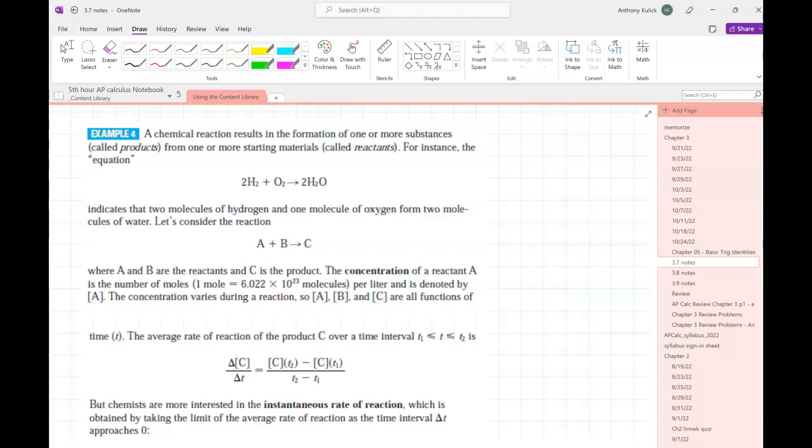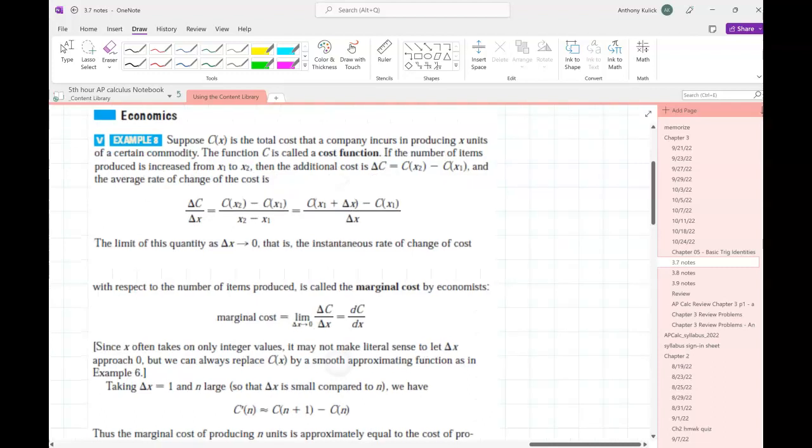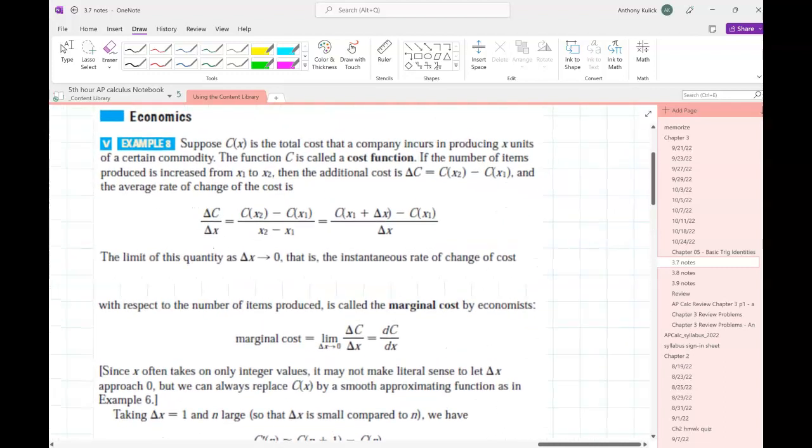Actually, I'm going to skip this and we're going to do this one, because I know that people have asked business questions a million times. So let's do an economics question. So it says here, suppose C of X is the total cost that a company incurs in producing X units of a certain commodity. The function C is called a cost function.